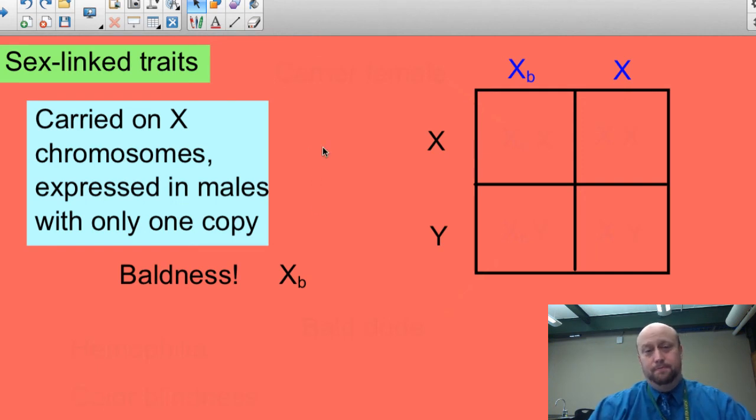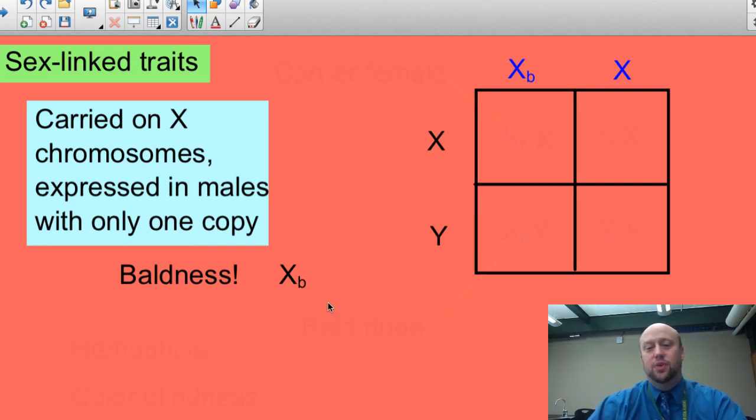So I'm going to pick one that for me obviously is pretty personal. I'm going to pick baldness. Now baldness is actually a little bit more complicated than this. There are multiple genes that code for it, but the main expression of it is sex-linked. And that means that there's going to be a little marker on the X chromosome, and I'm just going to call it X sub B, that codes for baldness.